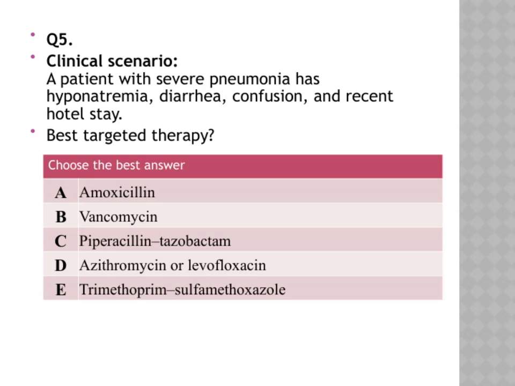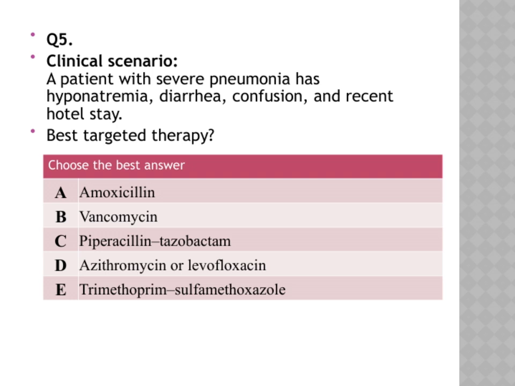Let's look at this clinical scenario. We have a patient with severe pneumonia who also presents with hyponatremia, diarrhea, confusion, and a recent stay in a hotel. These details are quite important because they point towards a specific type of pneumonia caused by a particular pathogen. Hyponatremia and diarrhea are common features in Legionella infections, especially in the context of recent travel or hotel stays. The confusion further supports the possibility of Legionella, as it can cause neurological symptoms in severe cases.